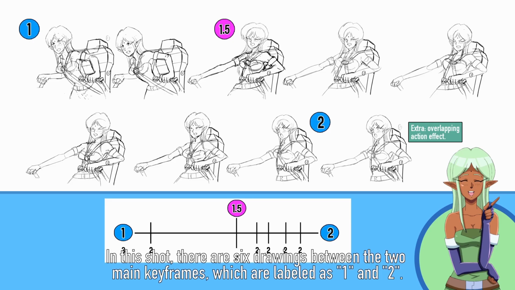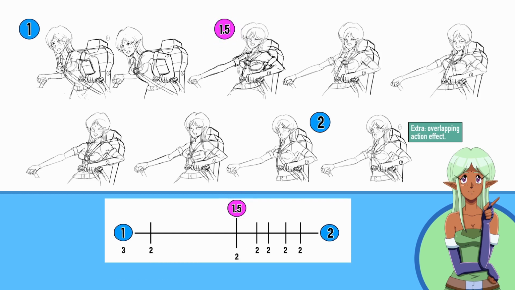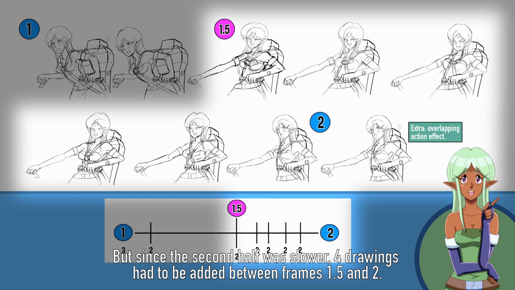In this shot, there are 6 drawings between the two main keyframes, which are labeled as 1 and 2. A third keyframe labeled as 1.5 was added later to serve as this action's middle point. Because the first half of the action was quick, only 1 drawing was added between frames 1 and 1.5. But since the second half was slower, 4 drawings had to be added between frames 1.5 and 2.